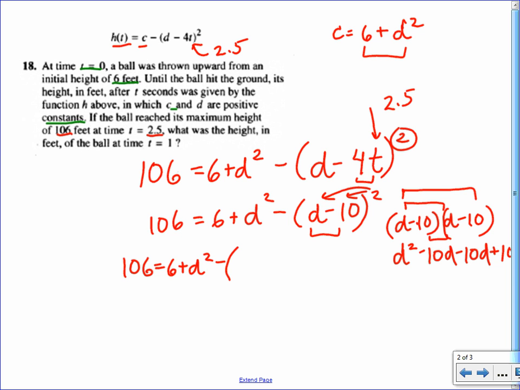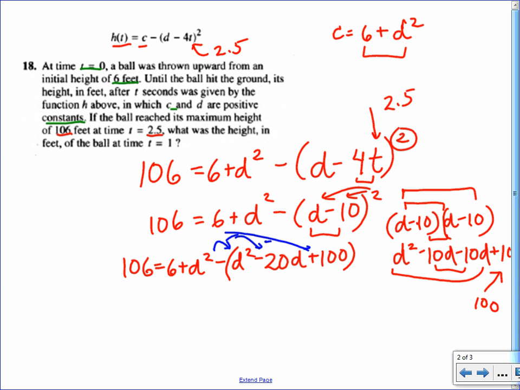Okay, we'll bring this over. Minus, and I'm going to keep the parentheses because we should be distributing that negative to everything that we found here. Okay, so I'm just going to reproduce that. d squared minus, I am going to combine these. When you add those up, it'll be minus 20d. And then plus 100. Okay, and now we need to distribute the negative. So we'll get minus d squared, which will make these cancel. This will become positive, and this will become negative. So now we have 106 equals 6 plus 20d plus a negative 100. I'm just going to make it minus 100.